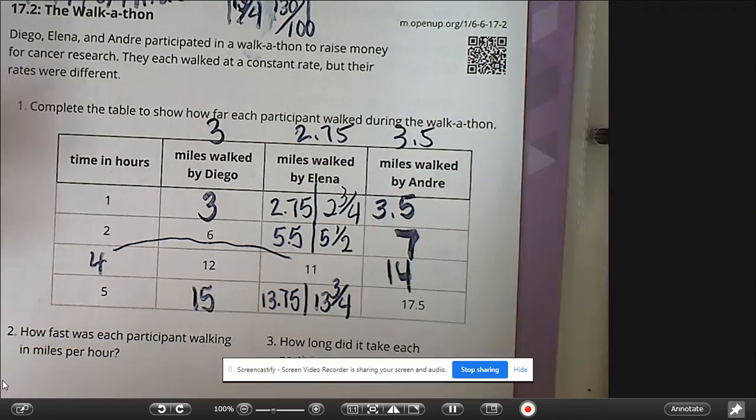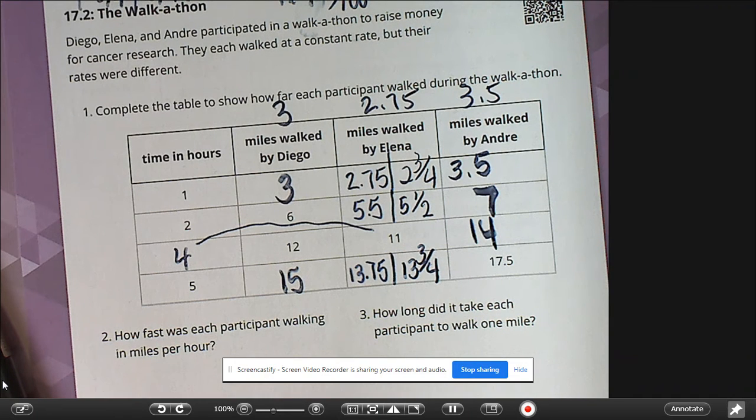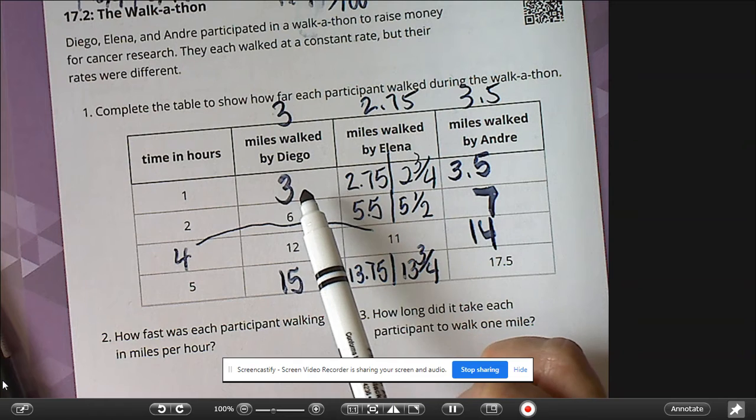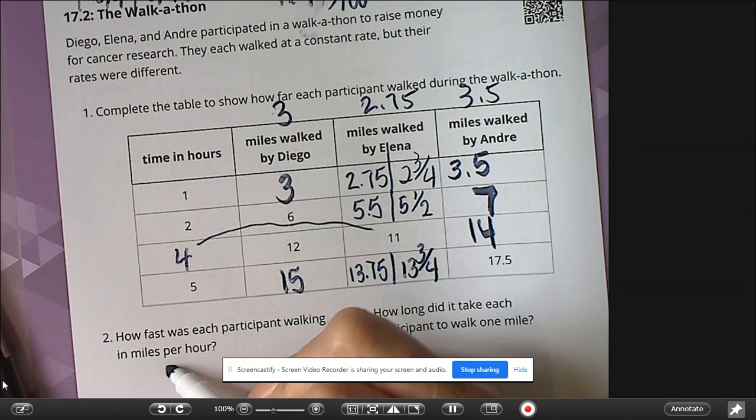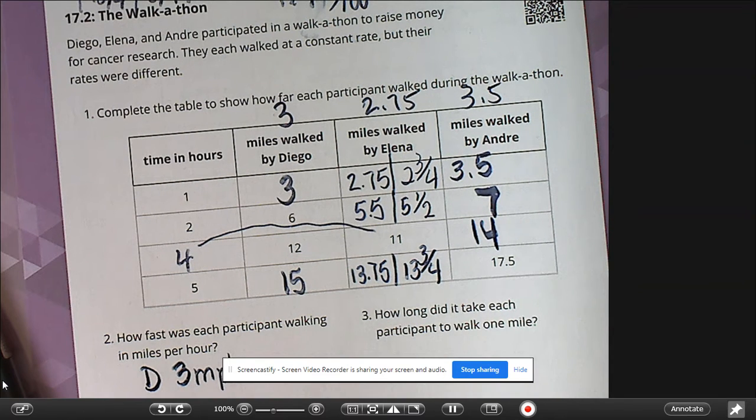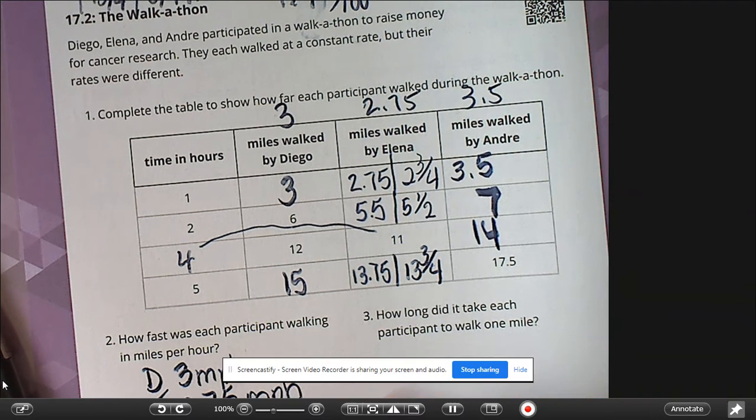All right, so then at the bottom, how fast was each participant walking per hour? So you're just looking at the unit rate. So Diego is walking 3 miles per hour. Elena is walking 2.75 miles per hour, and Andre was walking 3.5 miles per hour.